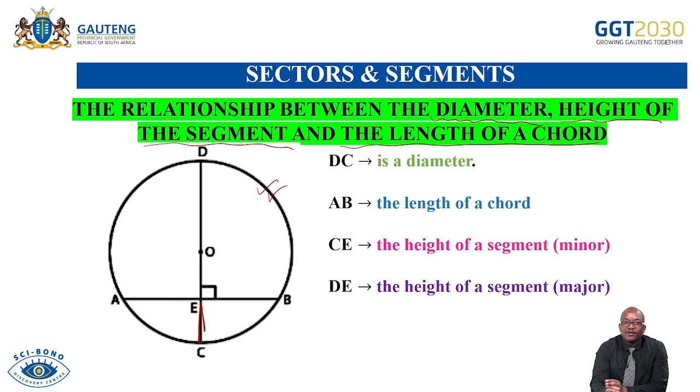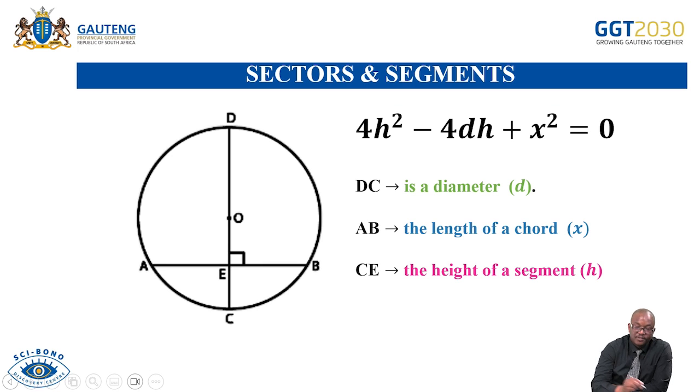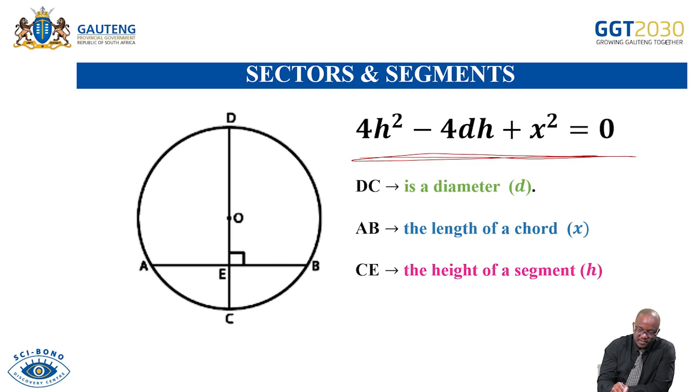Correct. And then if you add the two heights of the segments, the major and the minor, they will give you a diameter. Okay. So now, in terms of the formula sheet, these types of descriptions that I was giving you now, they give you in terms of a formula.